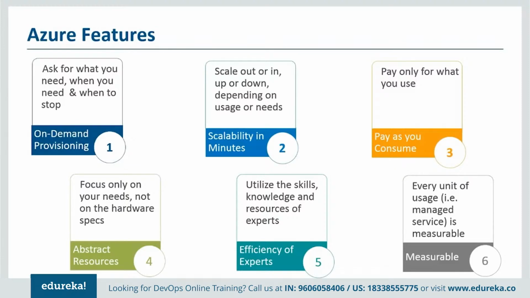The last thing is about measurable, which means that whatever you are consuming is measurable in terms of some metrics. Whatever you are consuming, based on those metrics, that is the only thing you pay for.